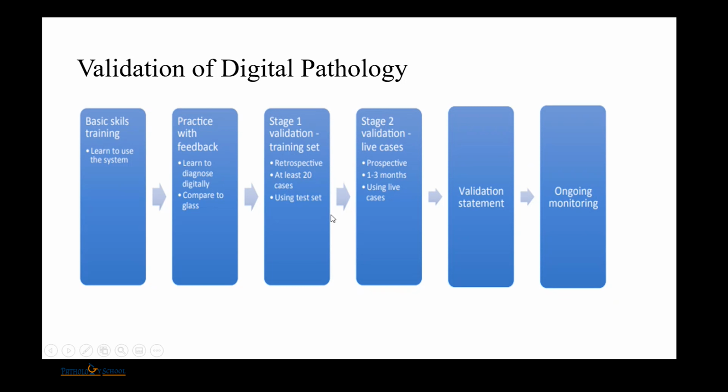Next is stage 1, which is your validation training set, where you go retrospective with 20 cases and use that as a test set. Next is validation of live cases, where you go prospective as the cases come, for 3 months. You do your digital as well as your glass slides. And next, you give a validation statement and you go for ongoing monitoring.